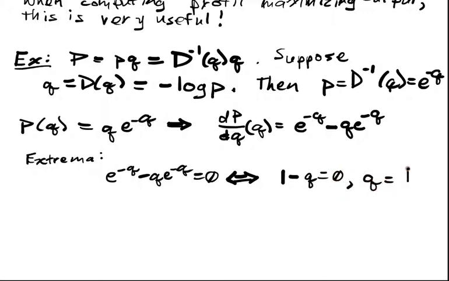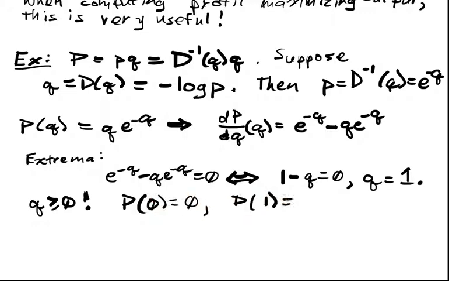And so I've got that 1 minus Q is equal to 0, or Q is equal to 1. That's not the end of the story, because Q has to be greater than or equal to 0. So it could be that my maximum is actually Q is equal to 0. You doubt it, right? But it could have been, and we have to check, right? Well, the profit at 0, of course, is just 0. And the profit at 1 is equal to, you work this out, it's just e to the negative 1. And so we conclude that maximum profit is attained if we produce Q is equal to 1 unit of the good.